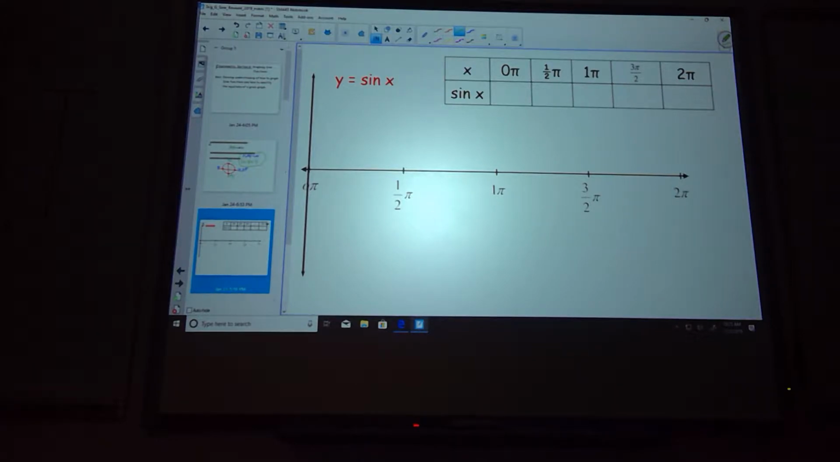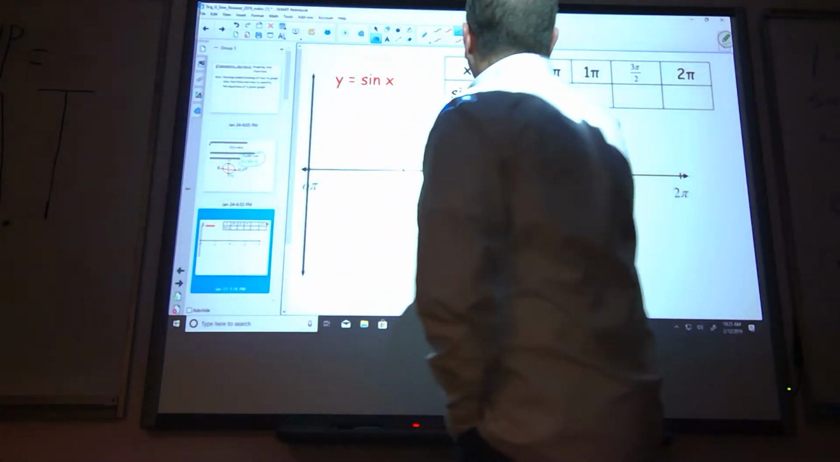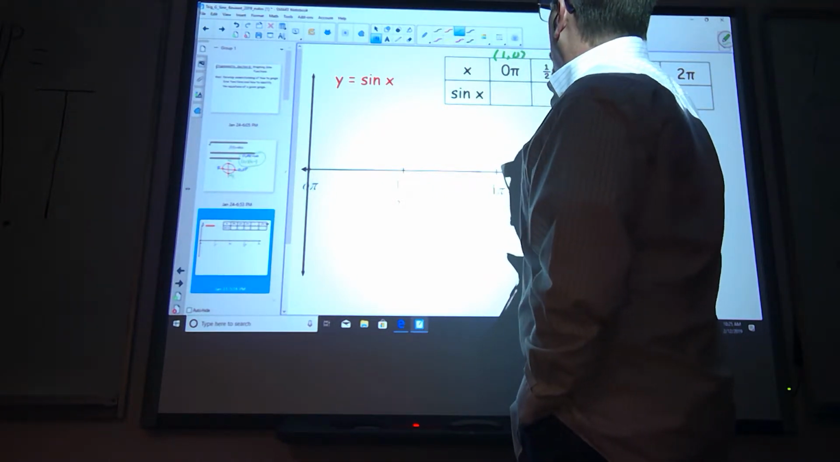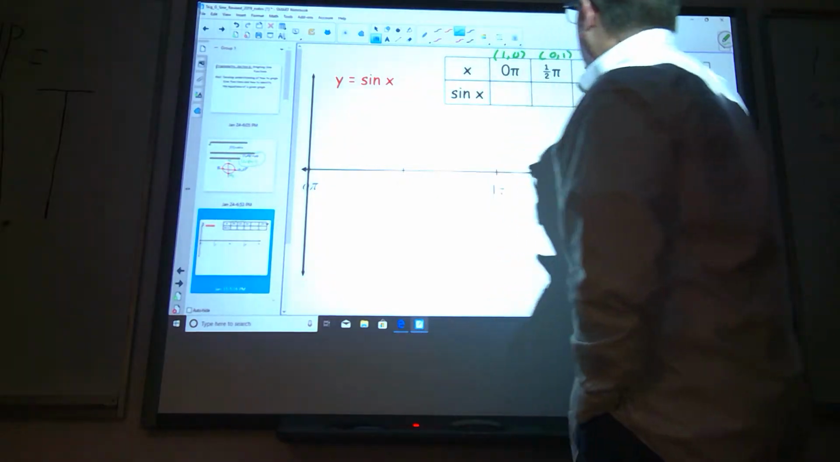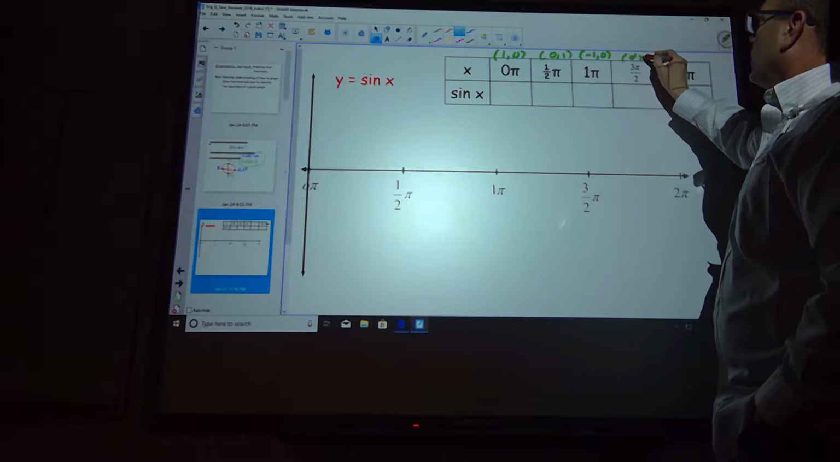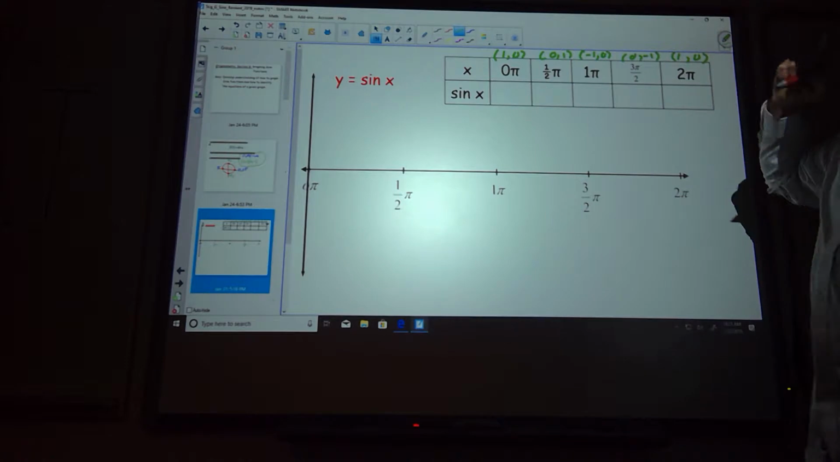Now, the sine curve goes forever to the left, and it goes forever to the right. Good with that so far? So ready? On our unit circle, sine is x or y? Y. Everyone's okay with that? So think about at 0, this is the point 1, 0. This is the point 0, 1. This is the point negative 1, 0. This is the point 0, negative 1. And this is the point 1, 0. It comes back full circle onto itself.